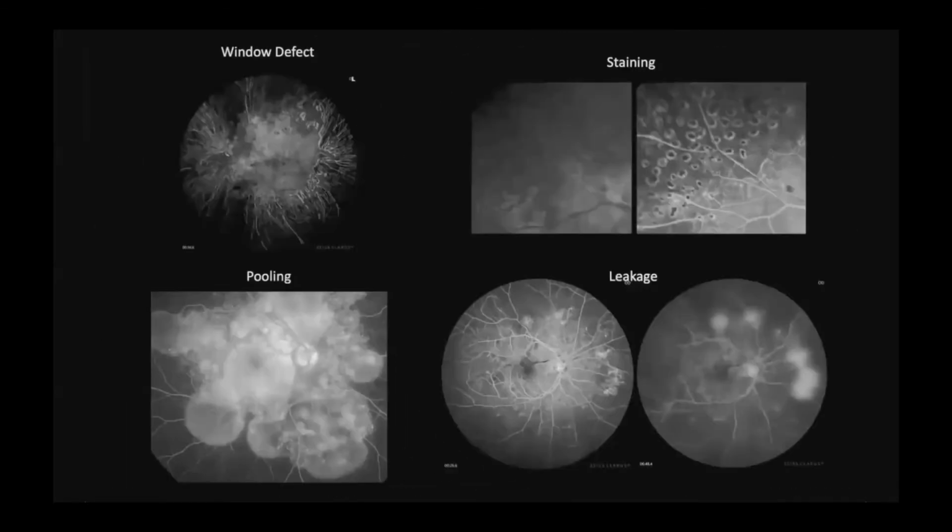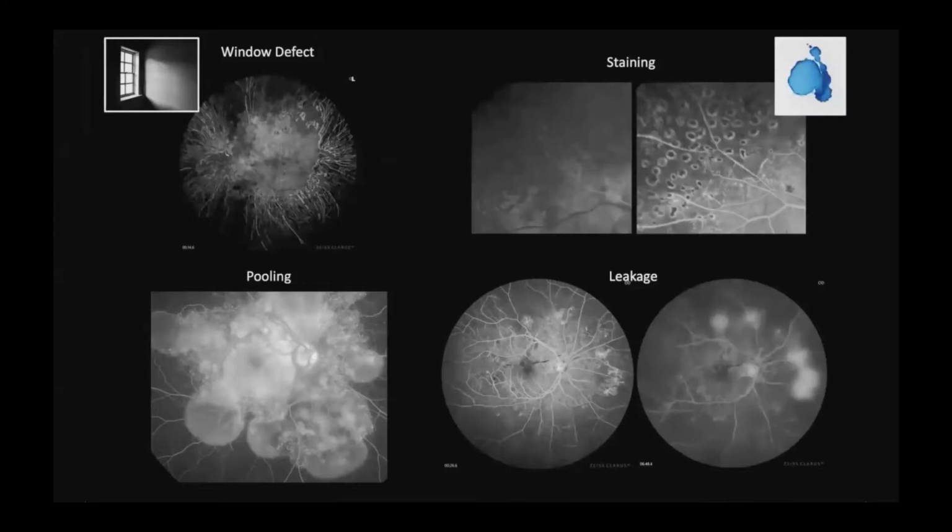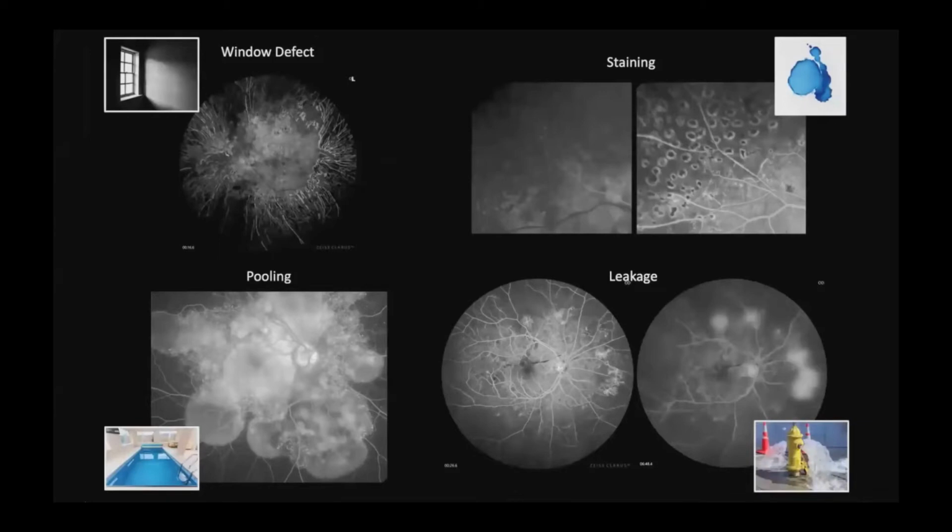So just to review, window defect allows you to see the choroidal circulation. Staining is a stable sized lesion that increases with time as it accumulates more and more dye. Pooling is accumulation of dye within a contained cavity, and leakage of dye is out into space and becomes less distinct with time.